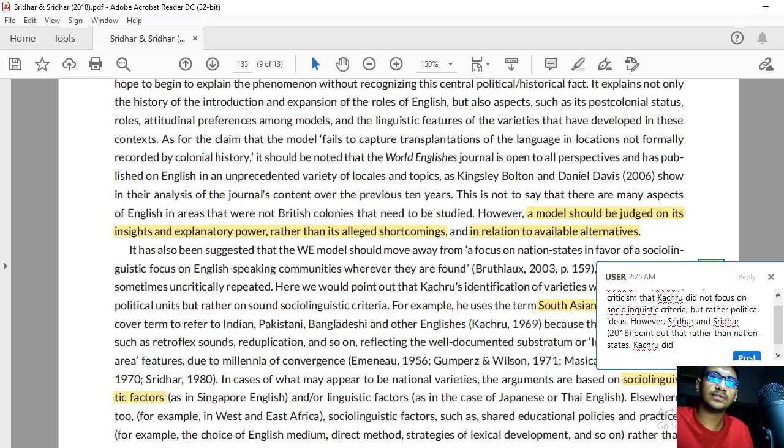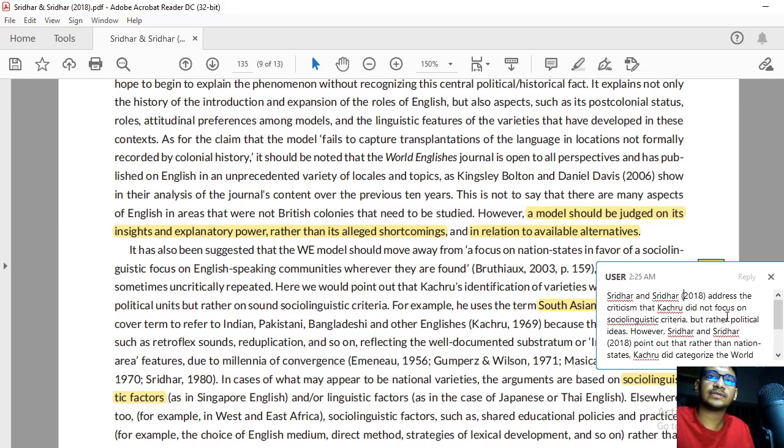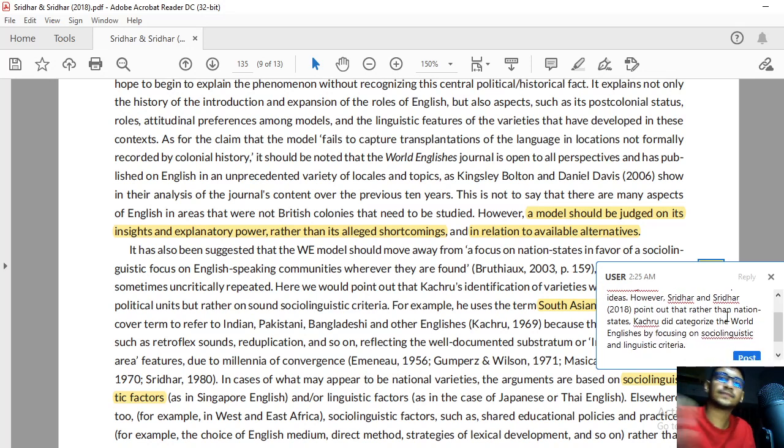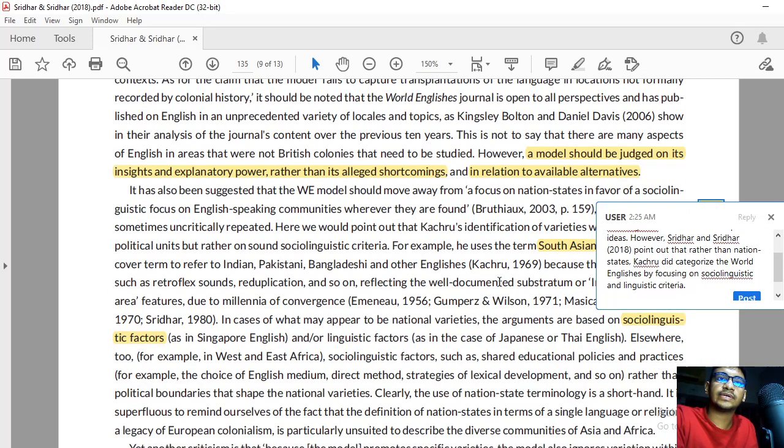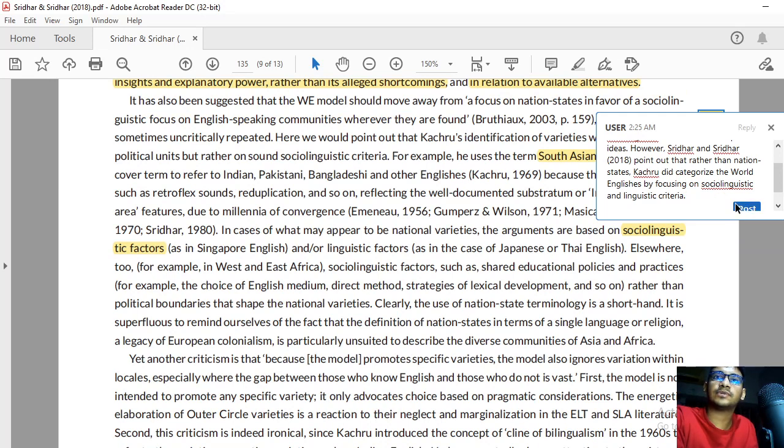Kachru did categorize the world Englishes by focusing on sociolinguistic and linguistic criteria. Alright, so the criticism was that Kachru didn't focus on sociolinguistic criteria, but the fact was that he actually did. So there was some misunderstanding of some critics. They didn't critically analyze the situation, and Sridhar pointed this out.